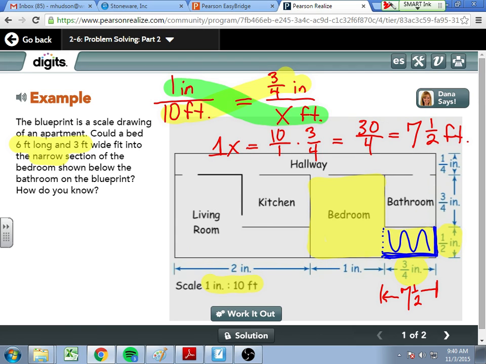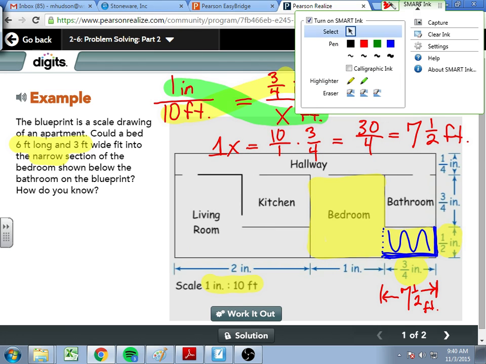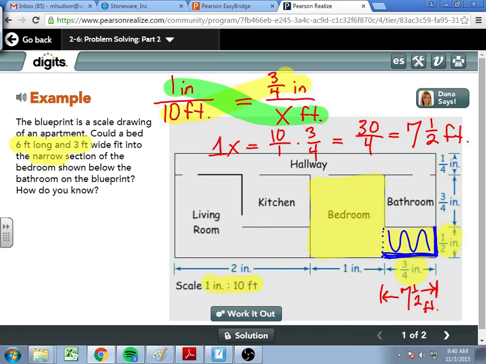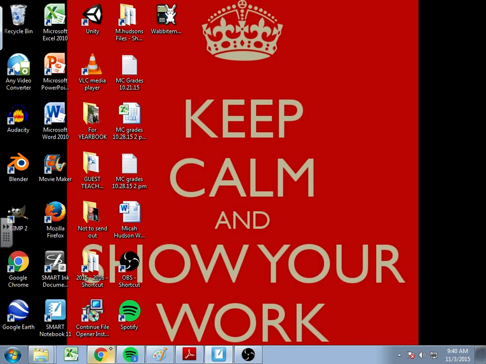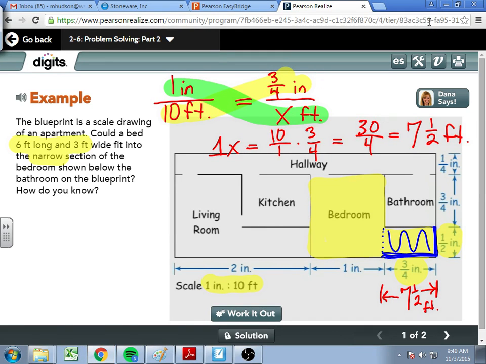Mr. Hudson, can I tell you what I did that's not even right? Mine's not right either. I got the correct answer, but I didn't do it right. Wait, how is that not right? So I know half, so 1 inch is 10 feet. So half an inch would be 5 feet, and 3/4 is bigger than a half. So I knew it would be more than 5, and I just estimated, so I knew it would fit.